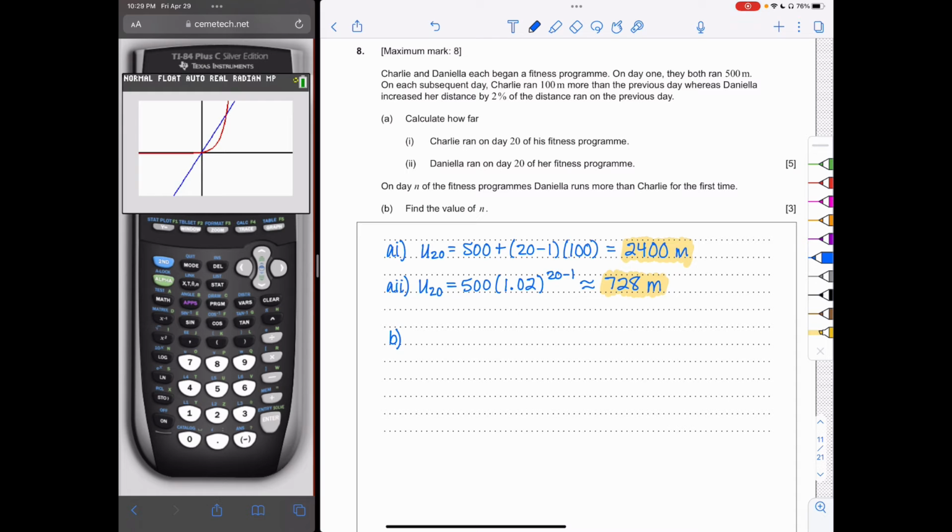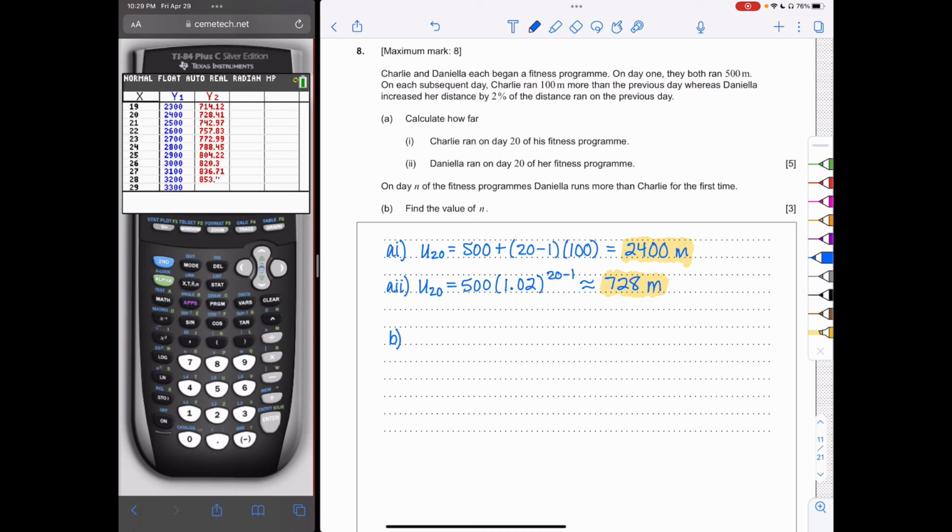So now I'm going to find the intersection by pressing second trace, number 5. I'm going to get as close as possible and press enter 3 times. And I end up getting that the value of n, where they are the same, is approximately 184. So now I'm going to go to my table. And instead of scrolling all the way to 184, I'm going to press second table set, and tell it to start at 184. And then I'm going to go back to my table.